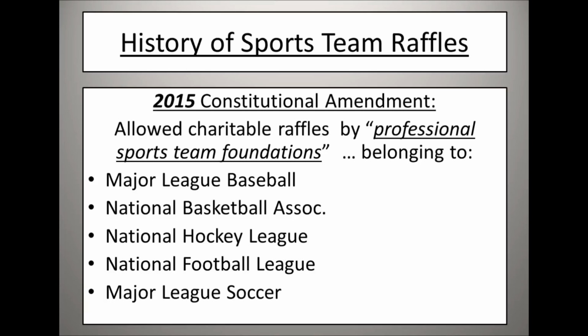In 2015, voters approved a constitutional amendment including certain charitable foundations associated with certain named professional sports teams. Those were defined as Texas professional sports teams that belong to, and you can see them on the screen there, Major League Baseball, National Basketball Association, National Hockey League, National Football League, and the Major League Soccer.